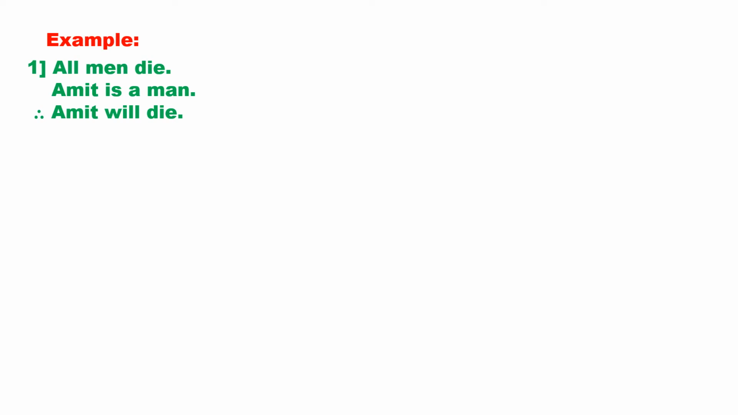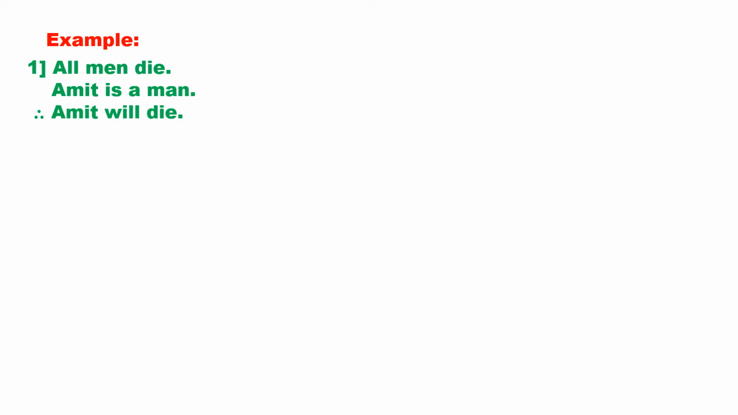If we try to find out the material truth of the conclusion, whether in reality the conclusion is true or false, then it will lead us to an infinite number of arguments. Let us understand this with an example. All men die. Amit is a man, therefore Amit will die. This is a deductive argument in which Amit will die is the conclusion, which is inferred from all men die and Amit is a man.